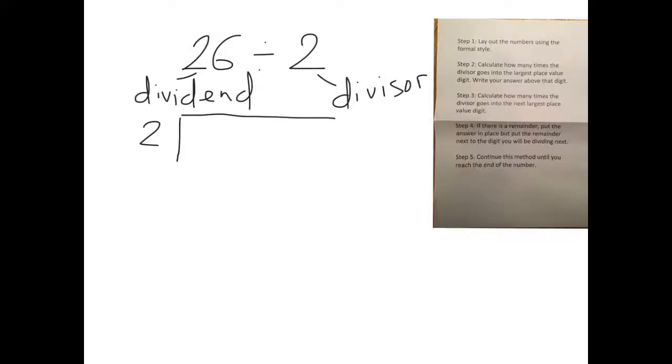Now, because we're using images first to show you what it looks like, we're going to do this as an image. So first of all, we know here we have got 2 tens. So let's put 2 lots of 10. Alright, those are 2 tens. Next, we know we've got 6 ones, so we need 6 ones. Let's do that. 1, 2, 3, 4, 5, 6. So we've laid out our numbers using the formal style. So this is the image version. Right, let's move on to step 2.